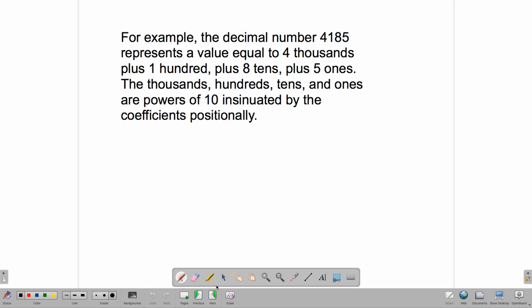For example, the decimal number 4,185 represents a value equal to 4 thousands, plus 1 hundred, plus 8 tens, plus 5 ones. The thousands, hundreds, tens, and ones are powers of 10, signified by coefficients positionally.